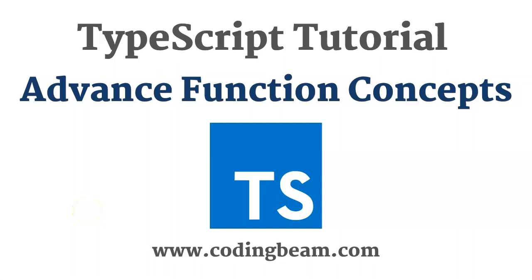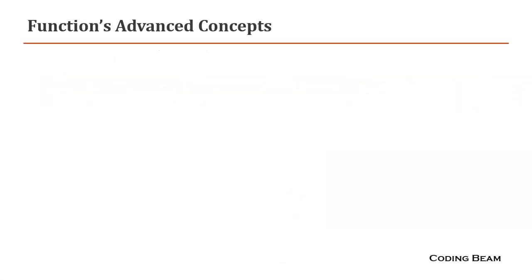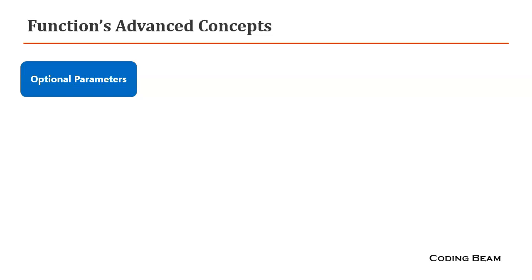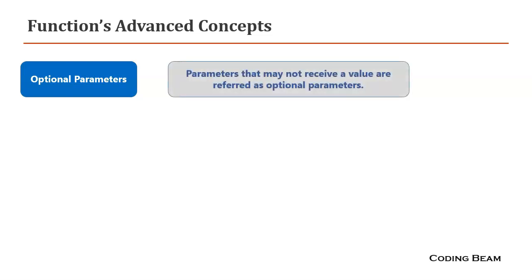So in this video, we will learn about some advanced function concepts in TypeScript. So what are they? The first advanced concept is optional parameters. TypeScript has optional parameter functionality, which are parameters that may or may not receive a value, and which can be appended with a question mark after them to mark them as optional. The parameters which may or may not receive a value are referred to as optional parameters in TypeScript.